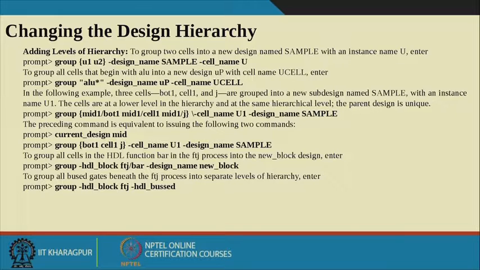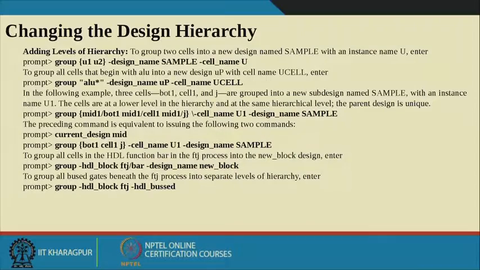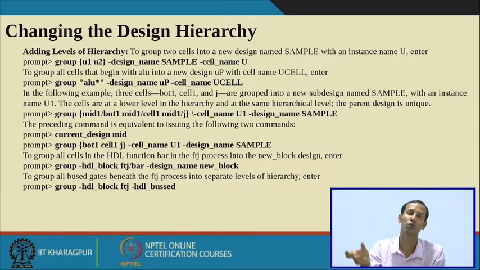Again, there are several other examples of how you can group all cells in the HDL function, with this process, with the name of new underscore block design. So how can you do that? These are other examples where, in the HDL function itself, you can change the design hierarchy, cell-wise. So these are the commands. Everywhere you see group, it creates the group to make or change the hierarchy.